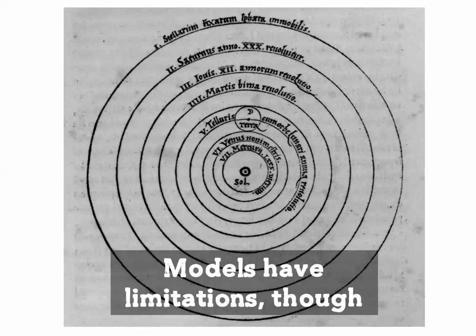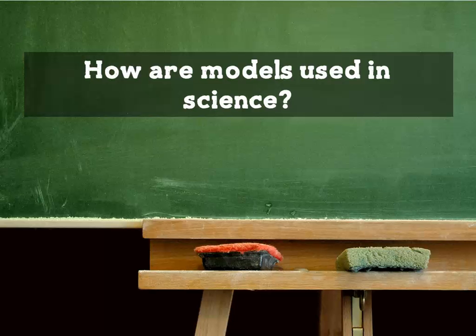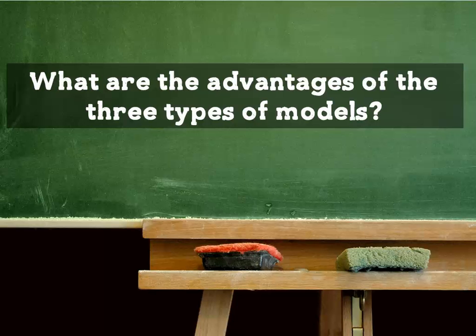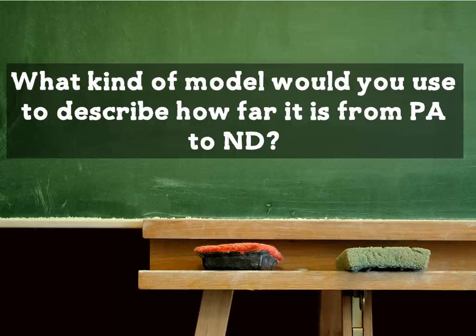So just some review questions I'd like you to give a shot at, and you can pause these if you need to. How are models used in science? What are the advantages of the three types of models? What kind of model would you use to describe how far it is from Pennsylvania to North Dakota?